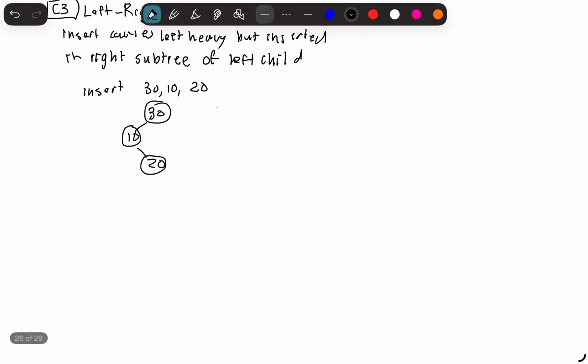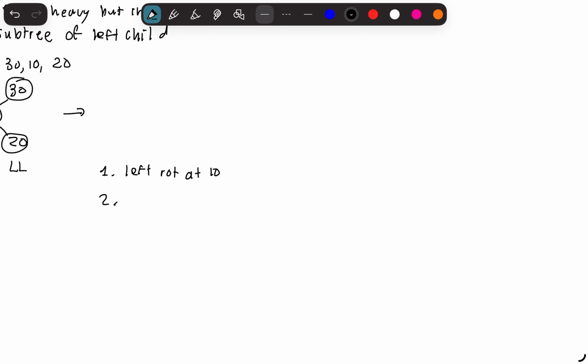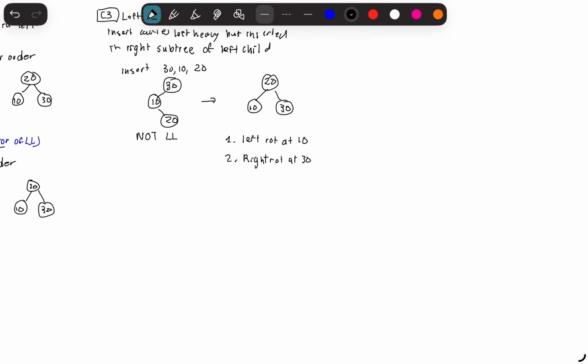This is not LL yet. So your first step is you have to left rotate at 10, and then your second step is going to be right rotate at 30. So this is going to end up looking like this, 20, 10, 30, and now it's a balanced binary search tree. Now let's talk about case 4.